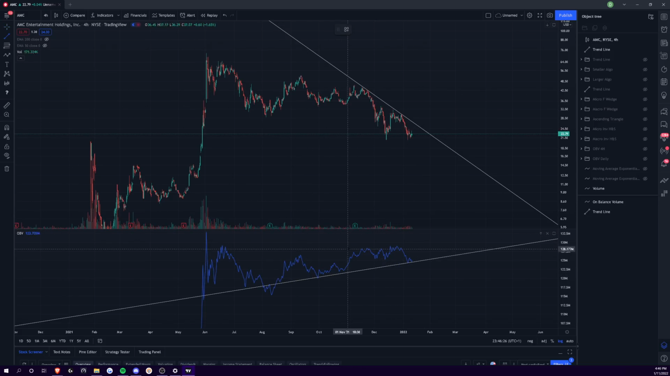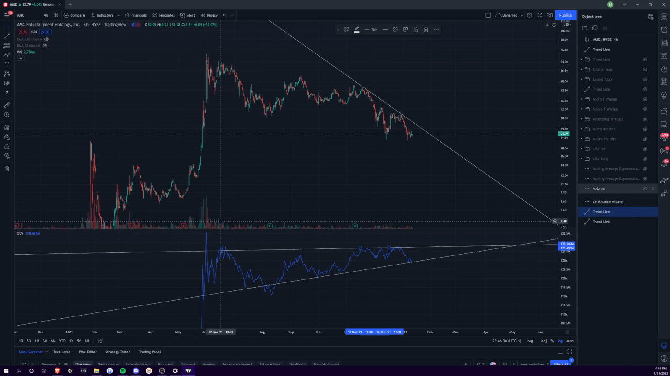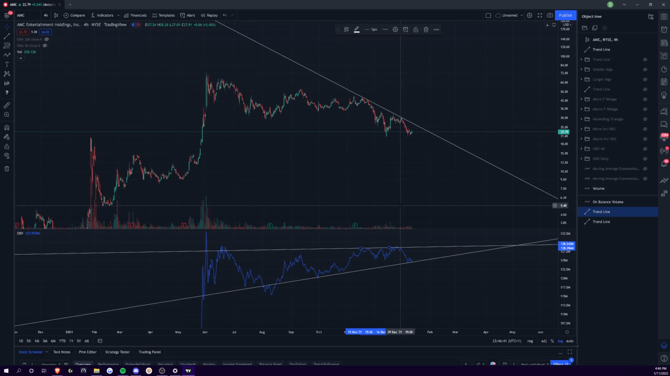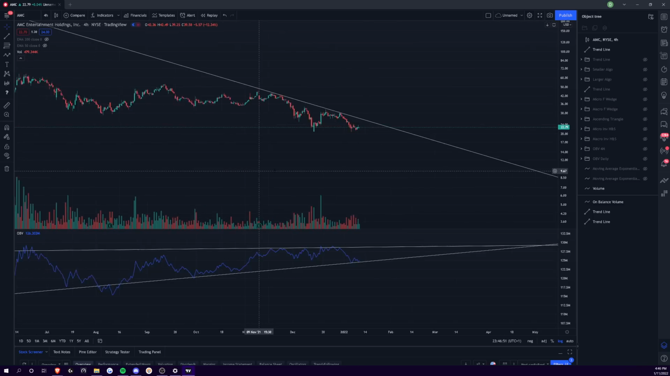What this could be signaling is that there's accumulation by smart money going on. And so now you're retesting this potential trend line on the OBV. If you're not familiar, OBV adds volume to the balance sheet whenever you have a green candle, and it subtracts it whenever you have a red candle. On different time frames, it'll look different because you have different candles.